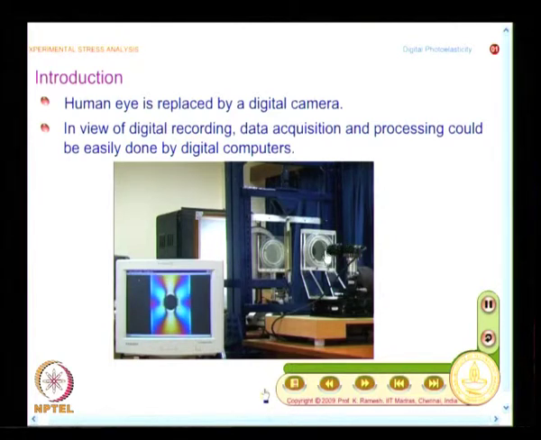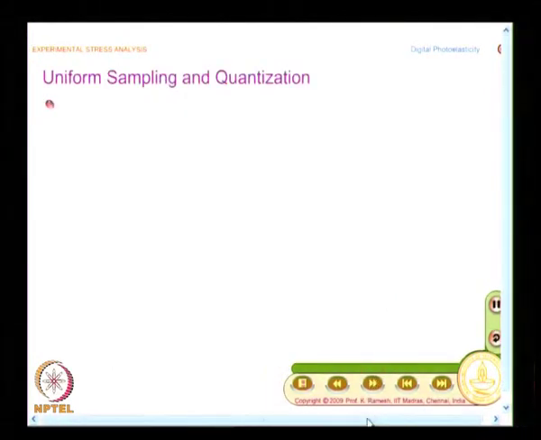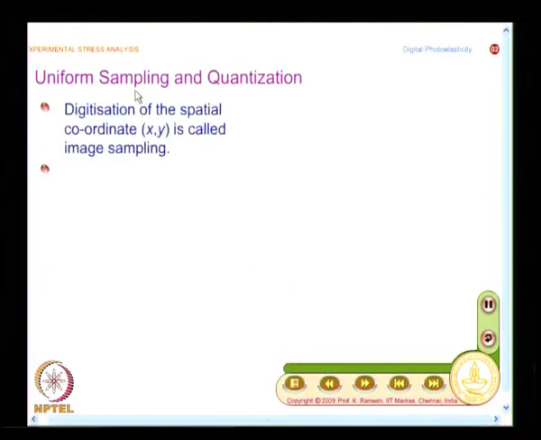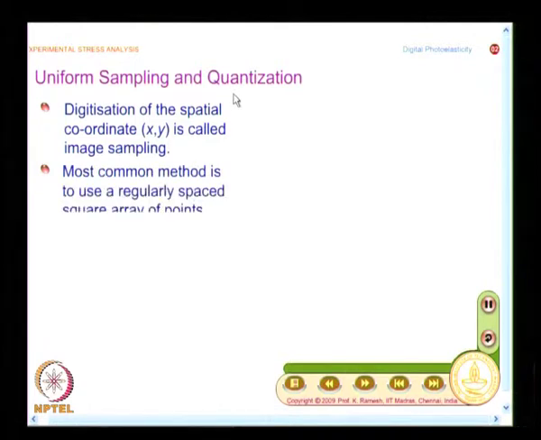You have a digital camera. These are essentially charge coupled devices. You call them a CCD camera. And once you use a CCD camera, it is possible for you to get the image as an assembly of numbers. And this is essentially called sampling and quantization.